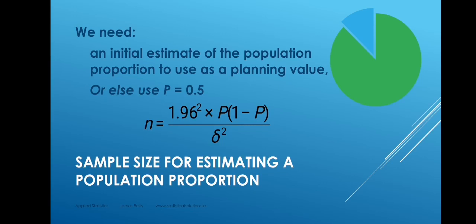So the sample size then, n, is 1.96 squared times p into 1 minus p over delta squared. Again, delta in this formula is in the denominator. The smaller that delta is, the bigger the sample size will be. More precise estimates require larger samples, so the formula is quite reasonable.